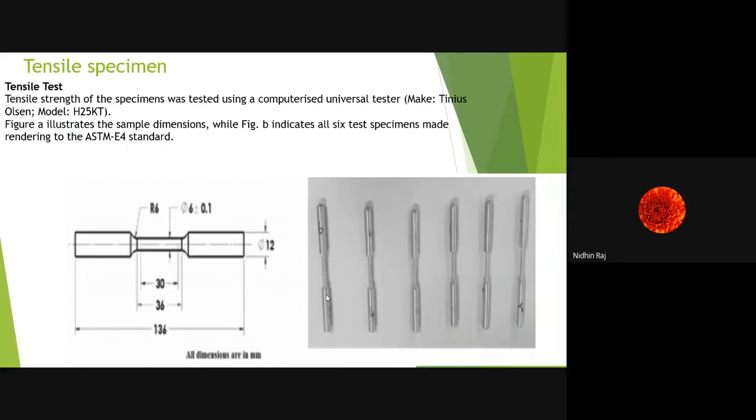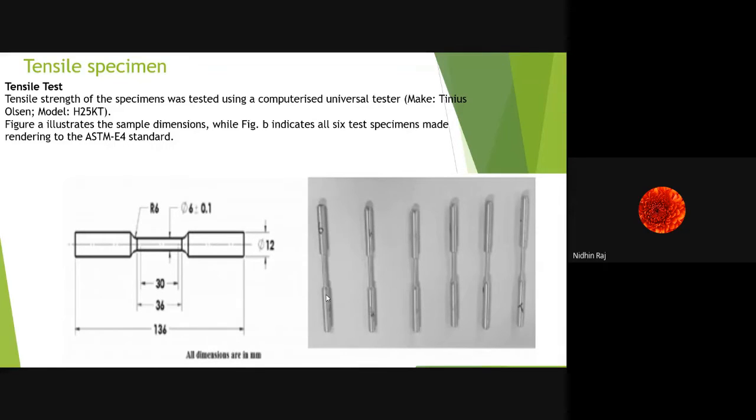Now, moving on to the tensile testing phase, the tensile strength of the specimens was tested using a universal testing machine. The figure shown here represents the sample dimensions that were used. The sample was of length 136 mm, diameter 12 mm. And on the right side, you can see the actual samples that were machined from the obtained rods for carrying out the tensile testing.